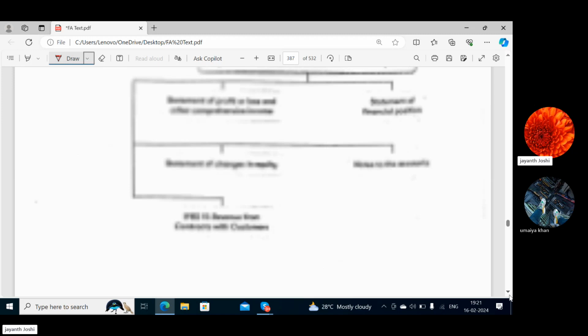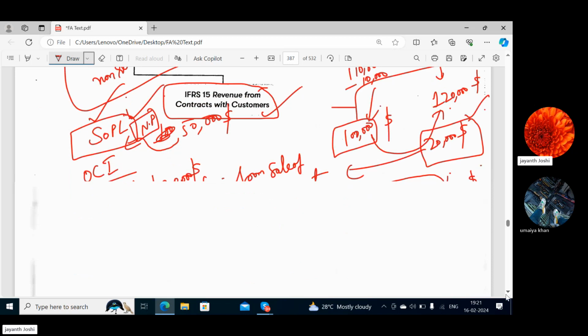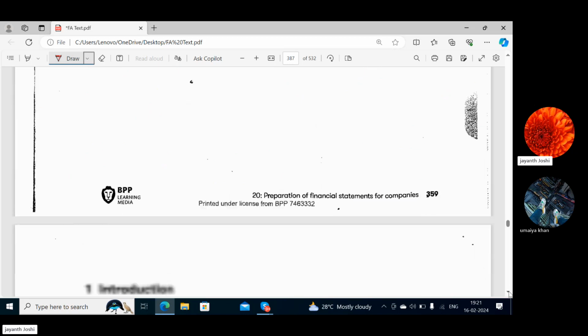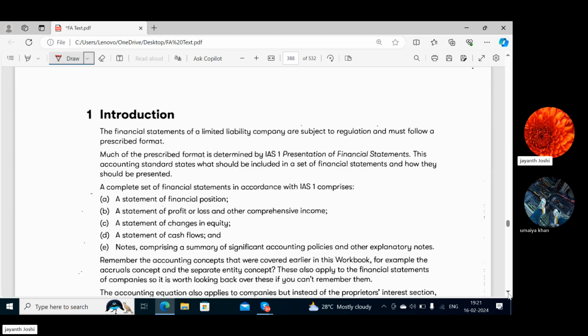And then we are going to study this particular topic, IFRS 15, revenue from contracts with customers. I'll be explaining what it is. However, the chapter is a big one. We'll take 2 classes to wind up this one. So let's now enter into the chapter and understand.